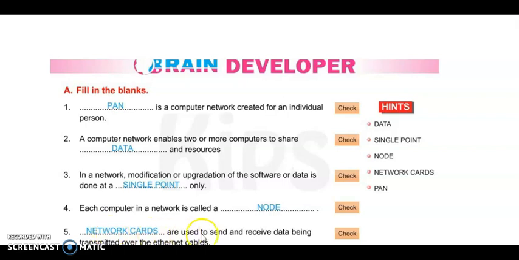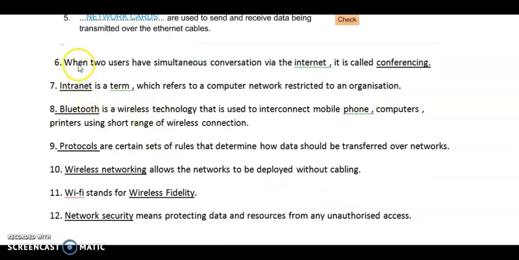Next, dash are used to send and receive data being transmitted over the Ethernet cables. Answer is network card. Okay, these 1 to 5 fill-ups are from your book, page number 12, and 6 to 12 are the extra fill-ups. Number 6, when two users have simultaneous conversation via the internet, it is called conferencing. You have to underline conferencing.